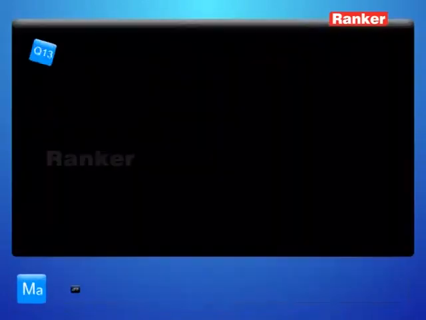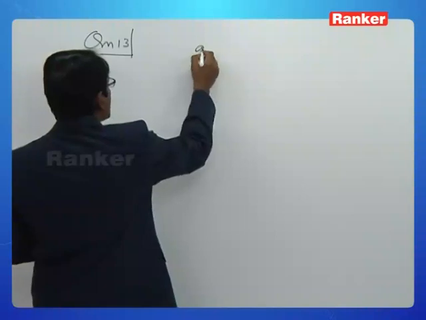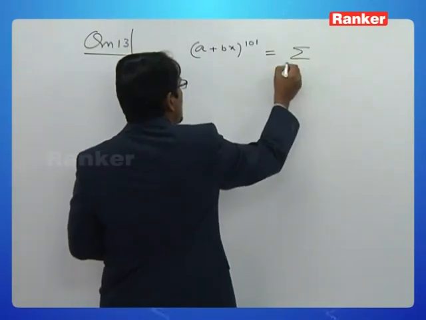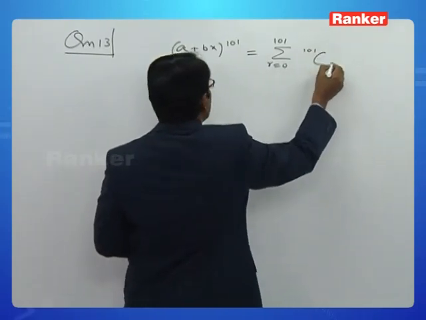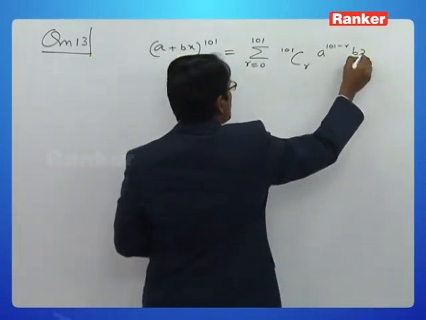Let's move to the next question. The coefficients of x power 16 and x power 17 in the expansion of (a plus bx) raised to the power 101 are equal. If a and b are natural numbers, then the least possible value of a is: first option 1, second option 3, third option 5, fourth option 7. Okay. (a plus bx) raised to the power 101 is sigma r ranging from 0 to 101, 101 C r a power 101 minus r into bx raised to the power r.